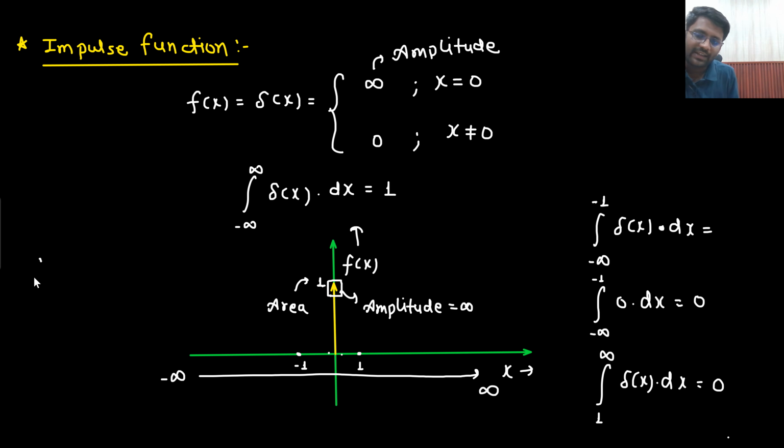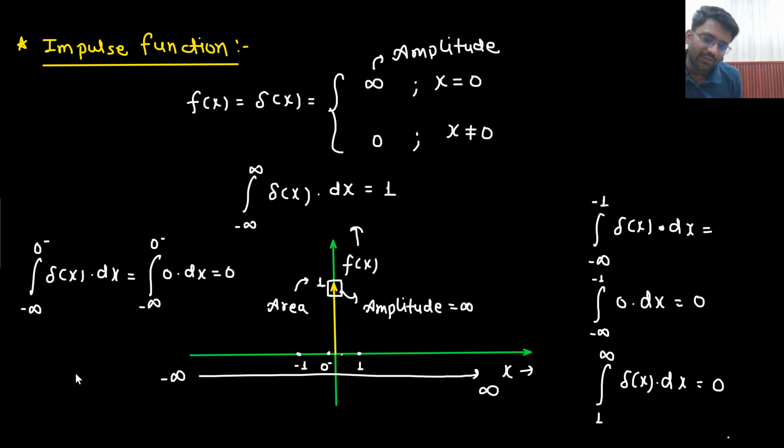If I ask you, what is the area from minus infinity to 0 minus of delta x dx? What will be the answer? 0 minus will be somewhere here, just before 0. The impulse is exactly at x equals 0. Just before 0, what is the amplitude? That is 0 only. So from minus infinity to 0 minus there is no amplitude, and the answer will be 0.